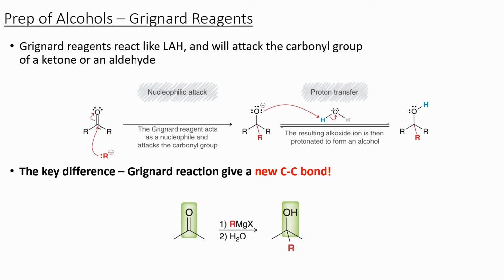And then the bond breaking will be the carbon-oxygen pi bond. Those electrons go up to the oxygen, and we form our new carbon-carbon bond. And then in the second step, we will have a proton transfer, which liberates the alcohol. So the key difference between this and the lithium aluminum hydride reaction is obviously that we form a new carbon-carbon bond.